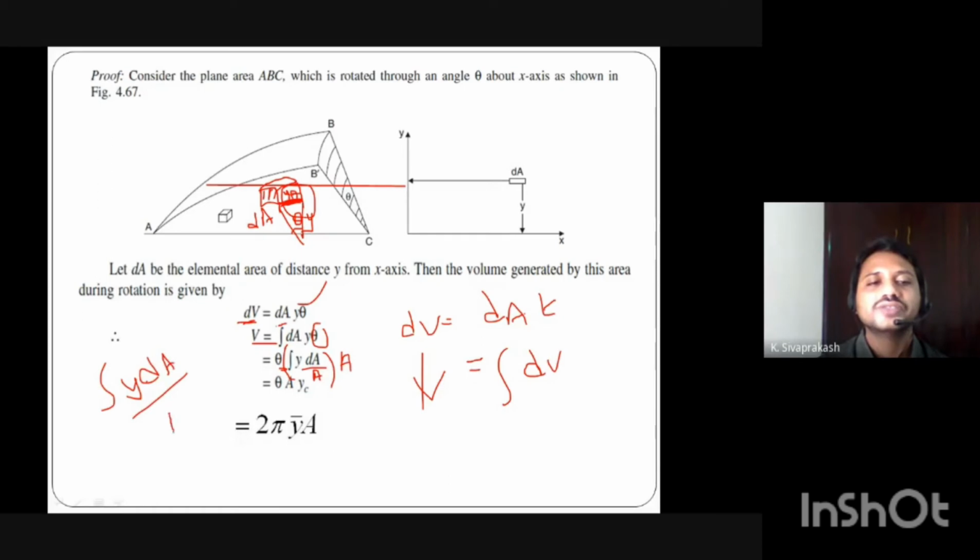Y into dA represents the first moment of area. The first moment of area with respect to which axis? Here y is used, so with respect to the x-axis. So y into dA is the first moment of area divided by total area, which means the centroid position. This is the formula of the centroid position from the x-axis. That's why the centroid position from the x-axis is represented with yc, otherwise y bar.